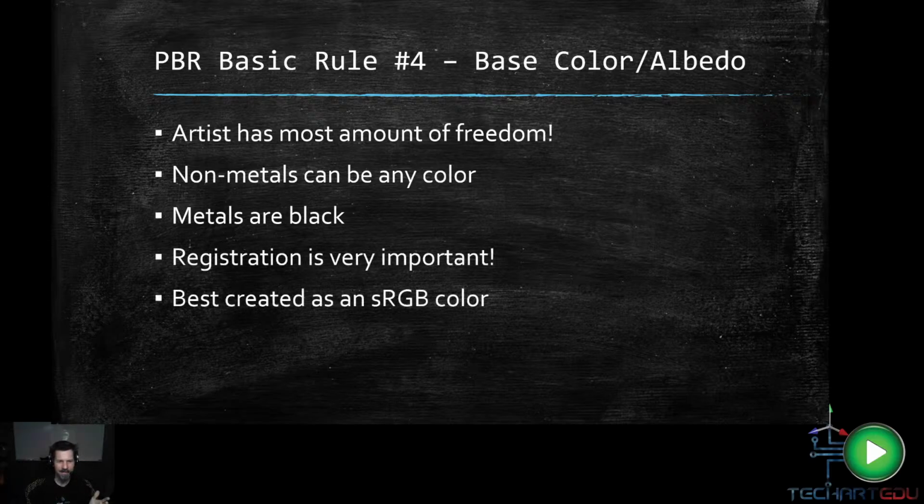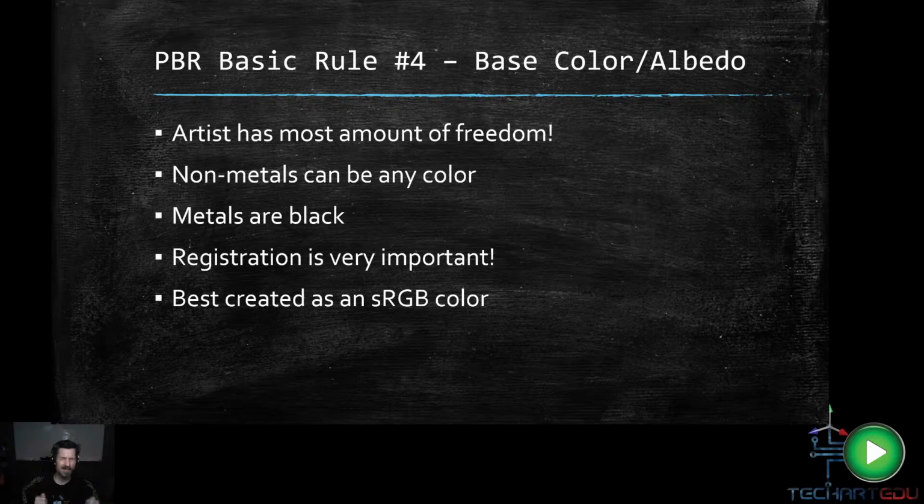And everything up until this point, except for the specular color, is not done in linear color. But for base color and albedo color, make sure that you're using sRGB color. That means it's in gamma space. And the reason why we want it in gamma space is because we want to see that actual color compression. If we don't see that color compression, then there's going to be confusion.